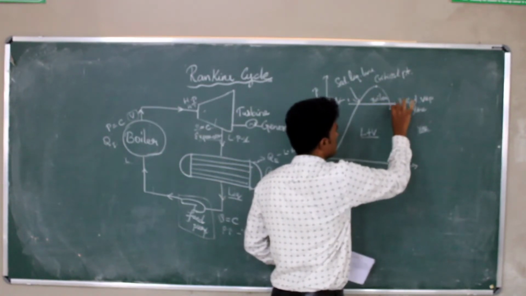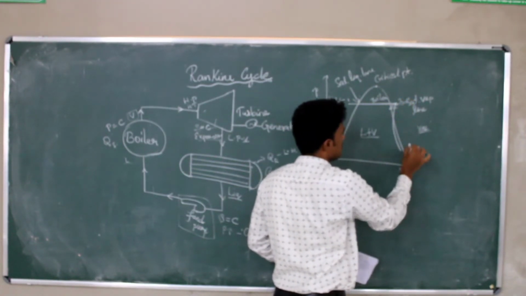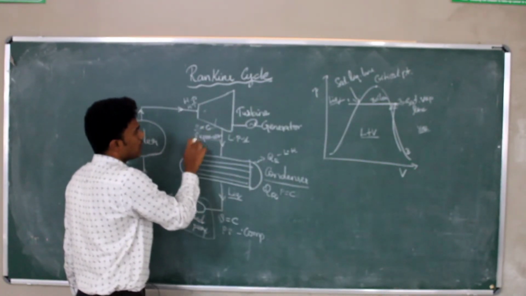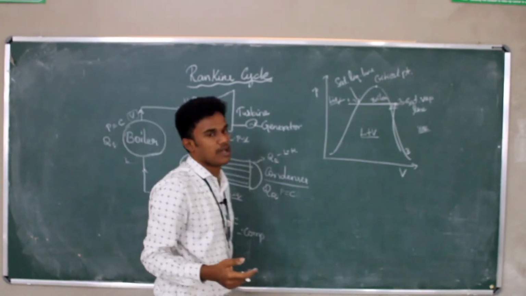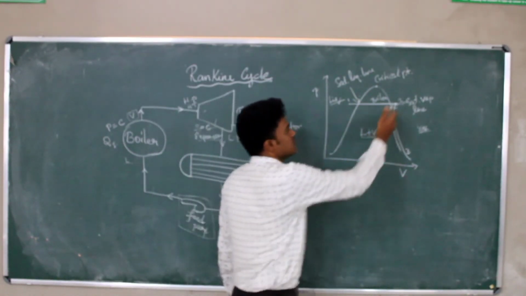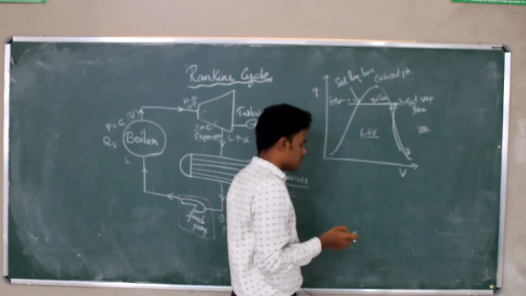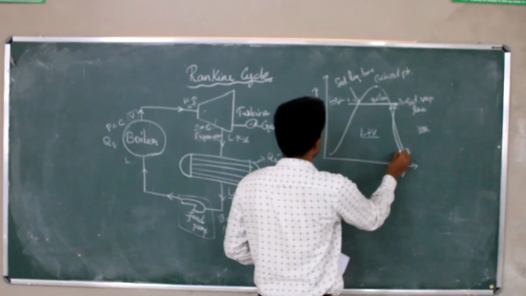this is point 2. So it will be like this. This is 3. We know that the second process is constant entropy expansion. During expansion, the pressure will get reduced. So from 2 to 3, the pressure is reduced. So this is the process.